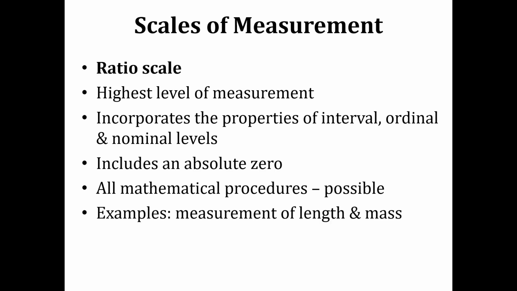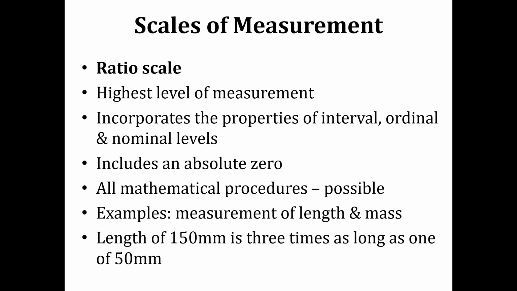And this scale usually represents the measurement of different objects, like measurement of length and measurement of mass. And we can confidently say that a length of 150 millimeters is 3 times as long as 50 millimeters, because we have an absolute 0 point here. So this is the highest scale of measurement.